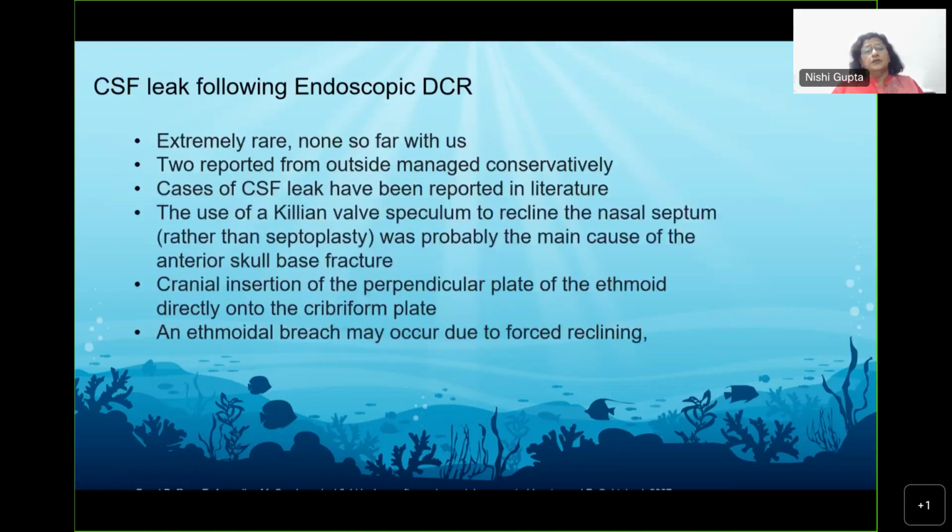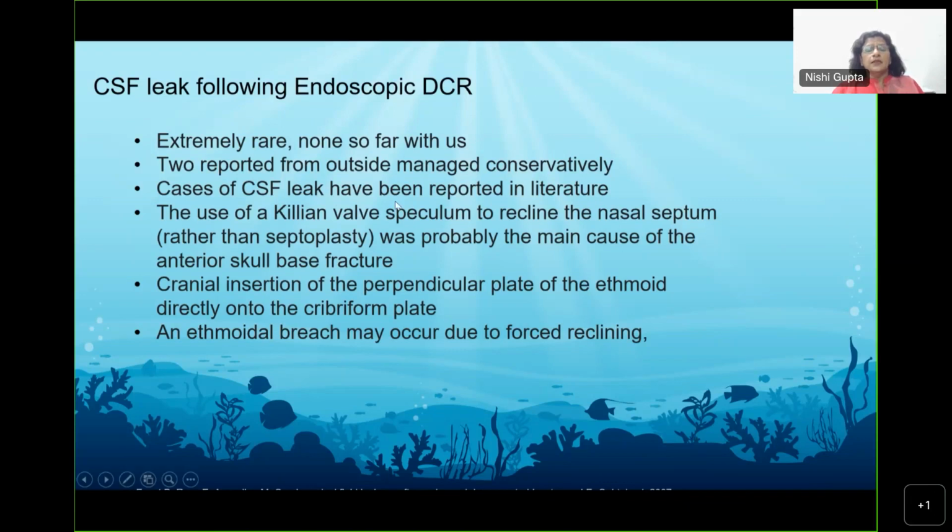CSF leak following endoscopic DCR is extremely rare, I would say, because fortunately none so far with us. Two patients were reported from outside, and both were managed conservatively, telephonically. That's what I was told, that Diamox was given and they became all right. One was a post-traumatic DCR done by an ophthalmologist. In fact, both were done by ophthalmologists. They were doing endoscopic DCR in a post-traumatic case, and there are multiple causes. I will not go into the details of why it can happen.